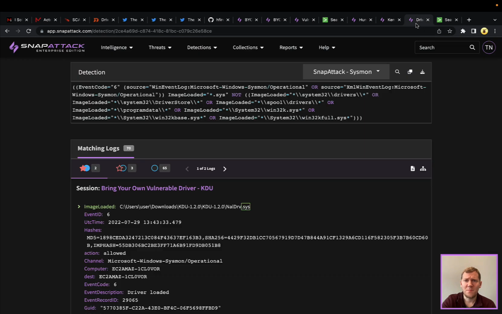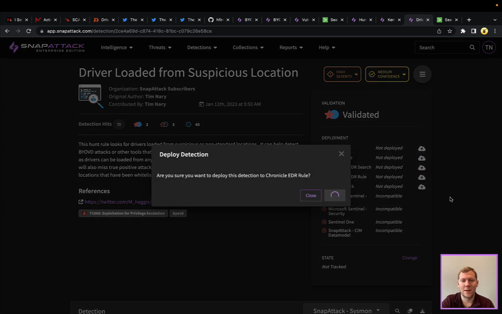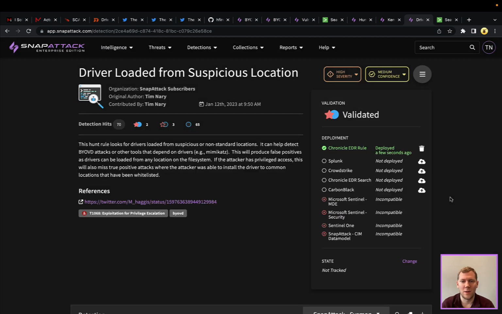So, if we had a detection like this that we felt really comfortable with, again, SnapAttack makes that easy to one-click deploy to a configured integration. So I'm going to deploy this to CrowdStrike as an IOA, one of their EDR rules, and I can get that immediate protection against this sort of attack and alert me whenever this sort of behavior is going on in my environment. So we make it easy for you to stay ahead of the threat.